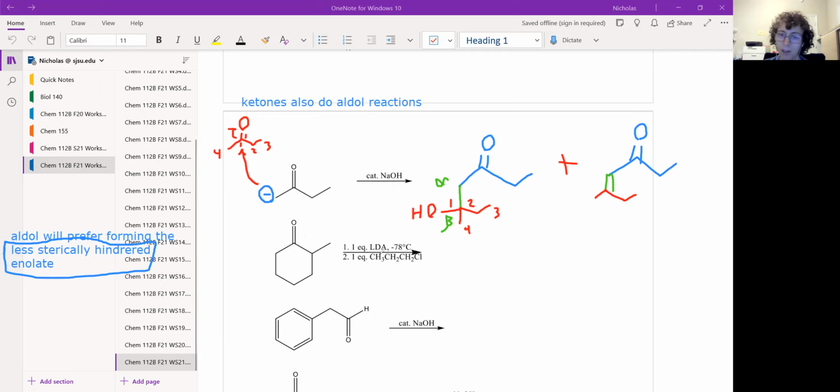Here, we are adding a base, we're adding LDA, but this is a strong base, and we're adding one equivalent of it instead of a catalytic amount like we were with aldol, and we have this cold temperature. So remember to connect these conditions: one equivalent LDA, cold temperature. This is direct alkylation. Not aldol.